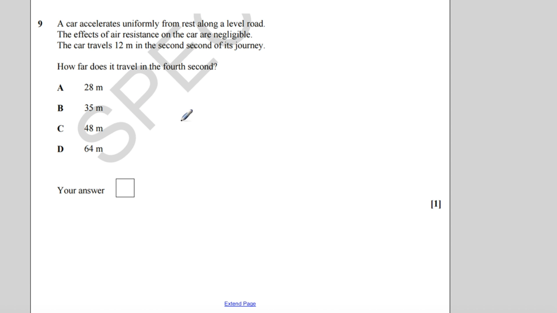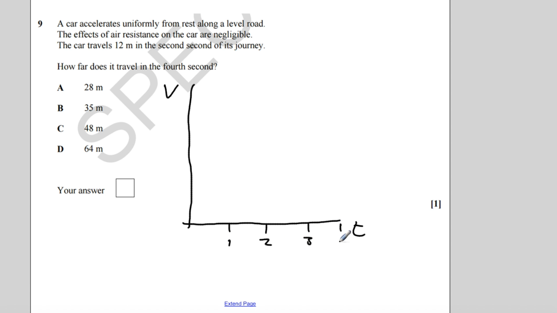Now this is a really tricky question, and the way that I went about solving it was to sketch out a velocity time graph. So here we've got the velocity against the time, and let's break it up into seconds. So this is the first second, third second, and then this is the fourth second, and we're told that because it's accelerating uniformly, it's going to be a straight line.